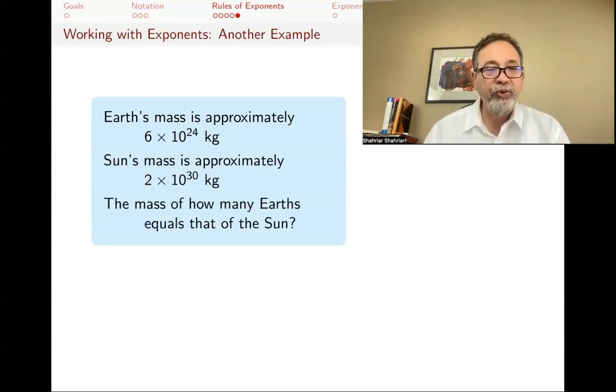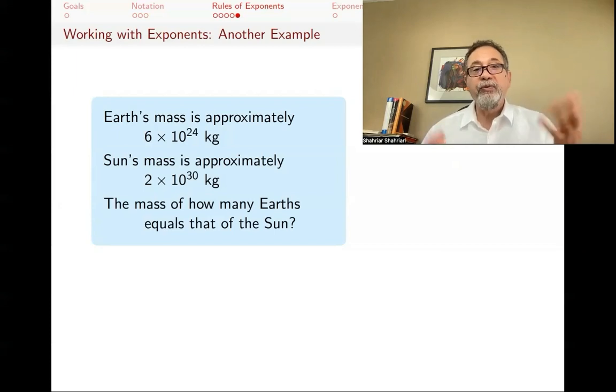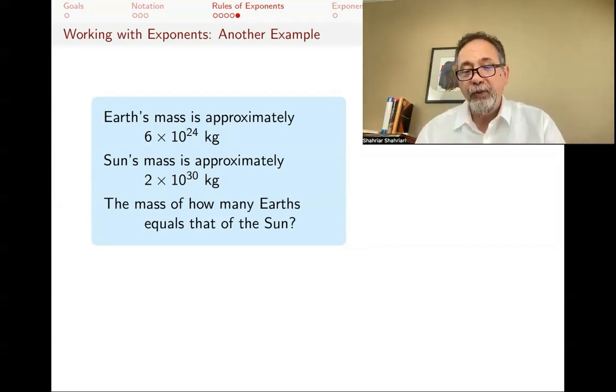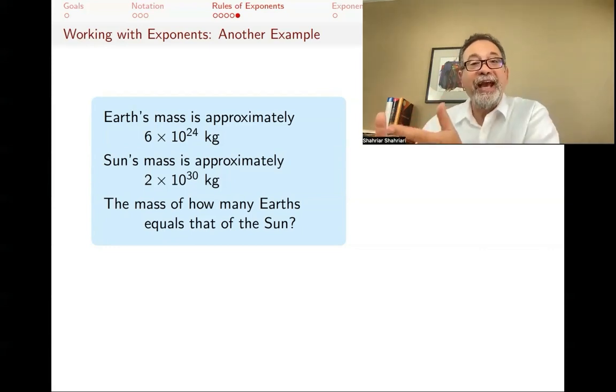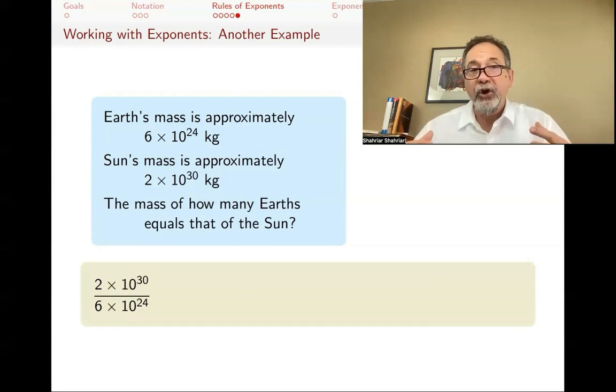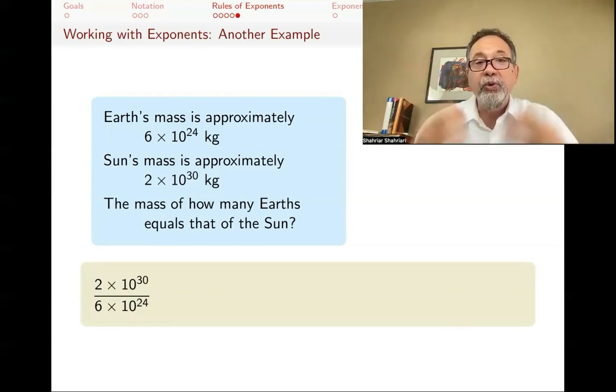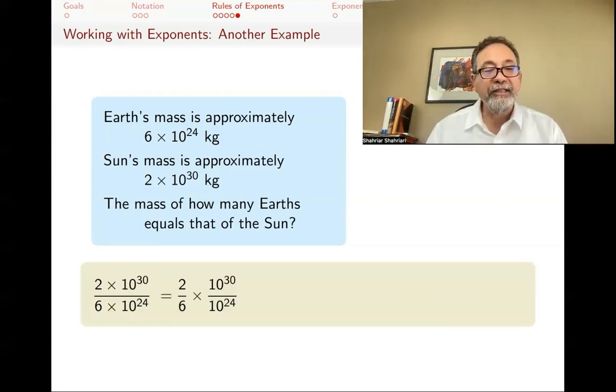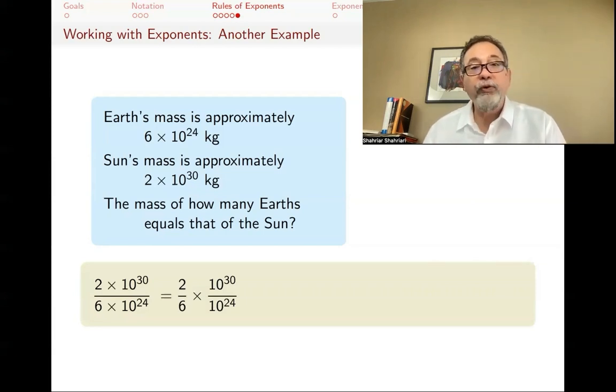My question for you is: the mass of how many Earths is equal to that of the sun? So if someone was going to pick up the sun, that's equivalent to picking up how many Earths? If you want to see how many of this fit into that, you divide. We take the mass of the sun and divide it by the mass of the Earth to see how many Earths are equivalent to one sun. This is the same as 2/6 times 10 to the 30th divided by 10 to the 24th.